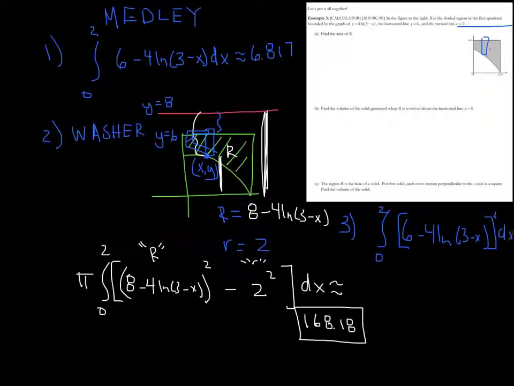Write that in there. And then we can let our calculator do its magic, and we are going to end up getting 26.27. And that is the answer to this Medley problem, and we'll practice these tomorrow in class.